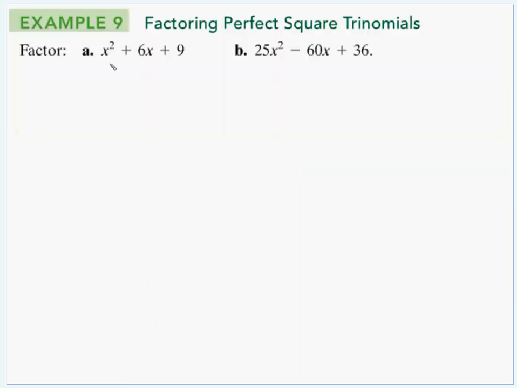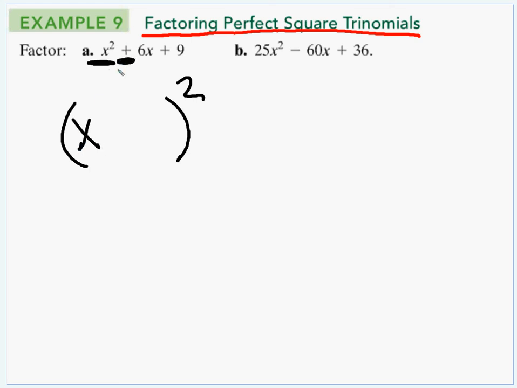So here the first one's not bad. If you did not know this was a perfect square trinomial, you could just do this by the ACB method or just trial and error. But since they do say here it is a perfect square trinomial, we know that it's going to be some quantity squared. Well, x squared, just bring down the x. This is a plus, bring it down. What's the square root of 9? 3. X plus 3, quantity squared.